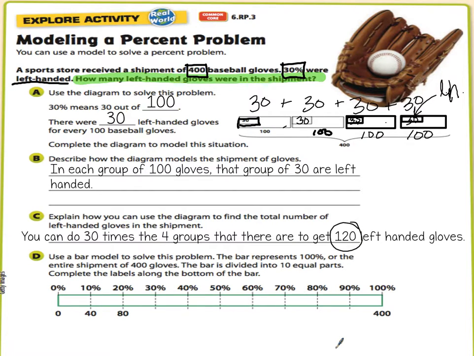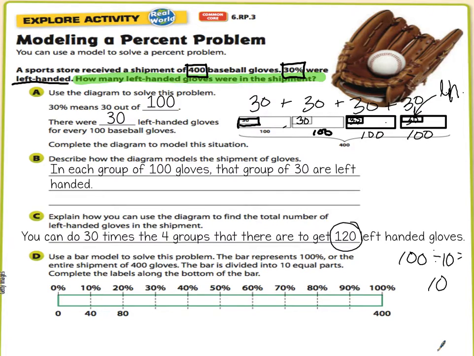Another way to model this is to use a bar. In this case, I have 400, and I've split it into 10 groups, because each one of these is 10%, and I'm going from 0 to 100. To go by 10%, 100 divided by 10 gives me 10. That means I need to have 10 boxes.